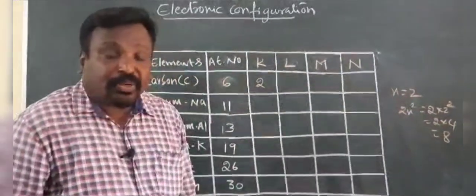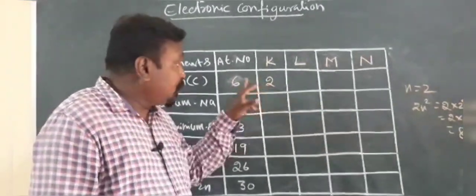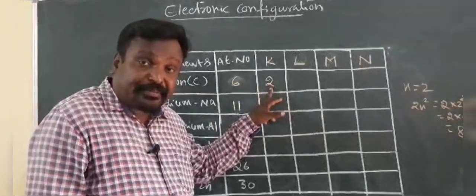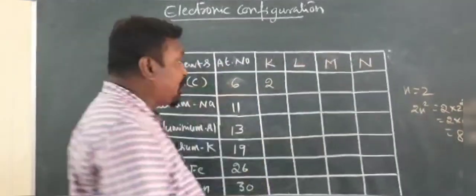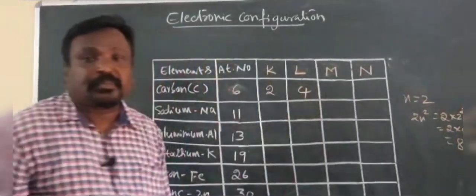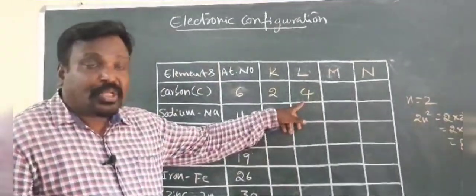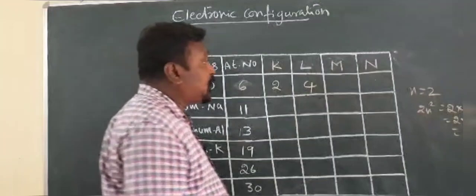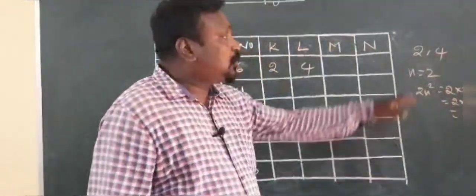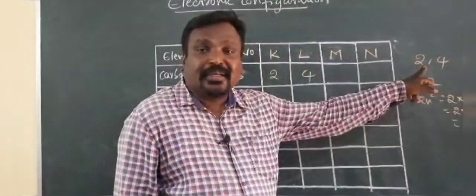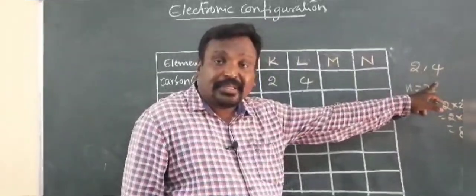So, what is the number of electrons left over now? Out of 6, 2 have been occupied in the K shell. Now, the remaining 4 electrons go to the main shell L. Hope you understood. Therefore, the electronic configuration of carbon can be written as 2, 4. That means 2 electrons in K shell and 4 electrons in L shell.